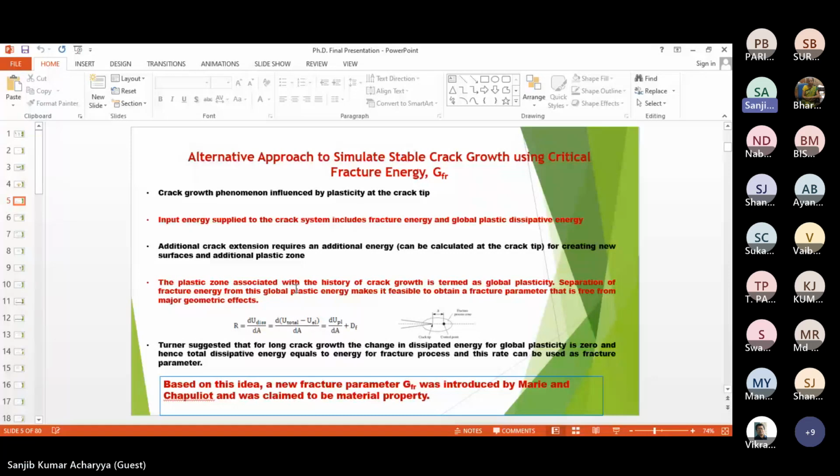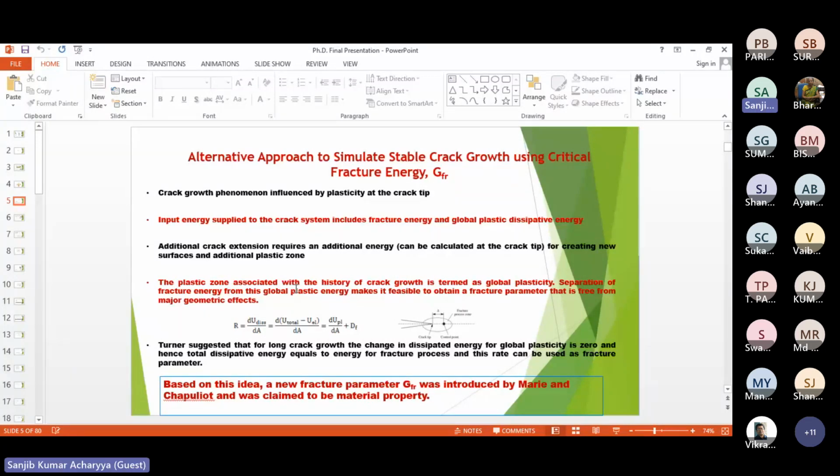If we review the crack growth process, the crack growth phenomenon is influenced by plasticity at the crack tip in the case of ductile material. It depends on the plasticity, the size of the plastic zone, the energy dissipated for this plasticity, etc. Whenever input energy is supplied to the crack system, it includes two parts. One is to ensure the fracture process itself, which is locally arrested, and another is to supply the global plastic dissipative energy, which depends on the size of the plasticity around the crack tip. Additional energy in the fracture process also goes to creating new surfaces.